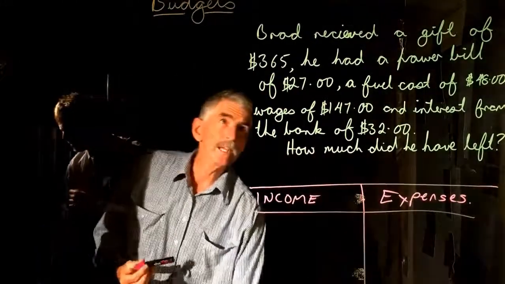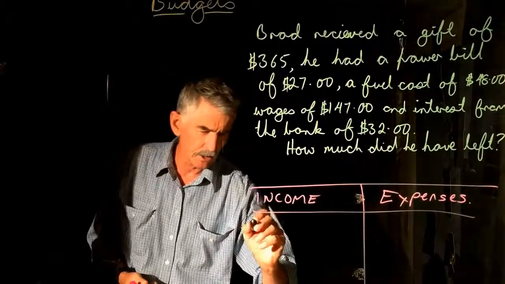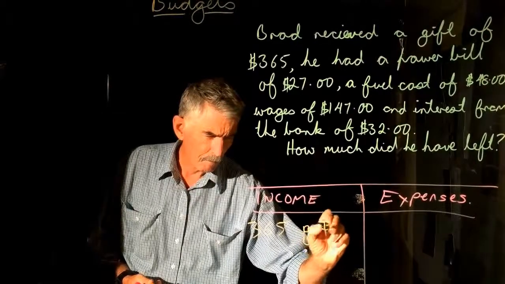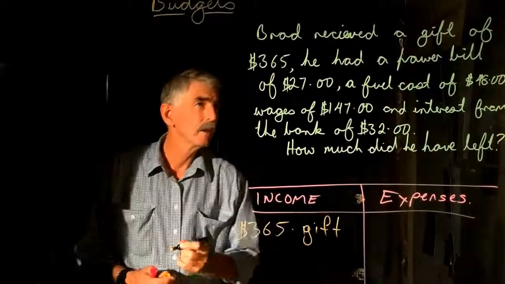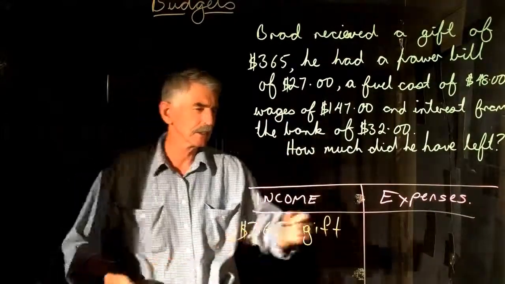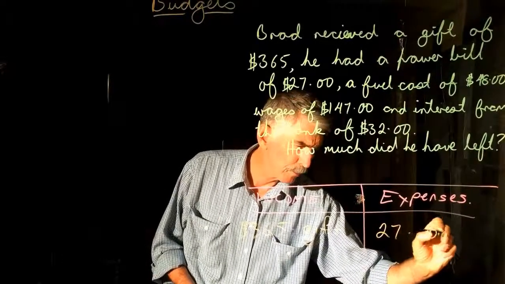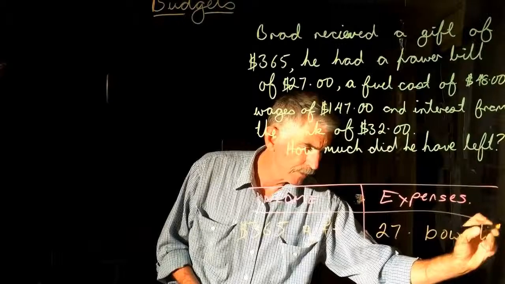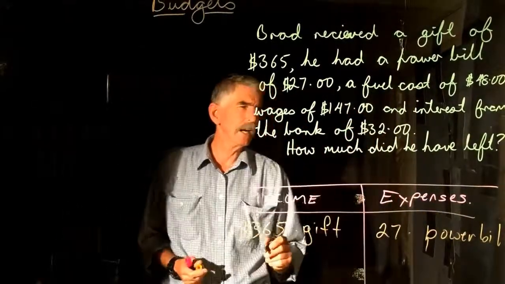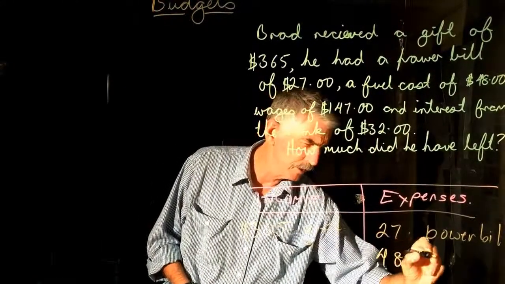So let's have a look at his income. He received a gift of $365, so that's income. He had a power bill of $27, so that's going out, so that's an expense, and we'll call that power, that way we understand exactly what it is. He had a fuel cost of $48, so it's not income, it's going out, so we're going to put $48 down there for fuel.